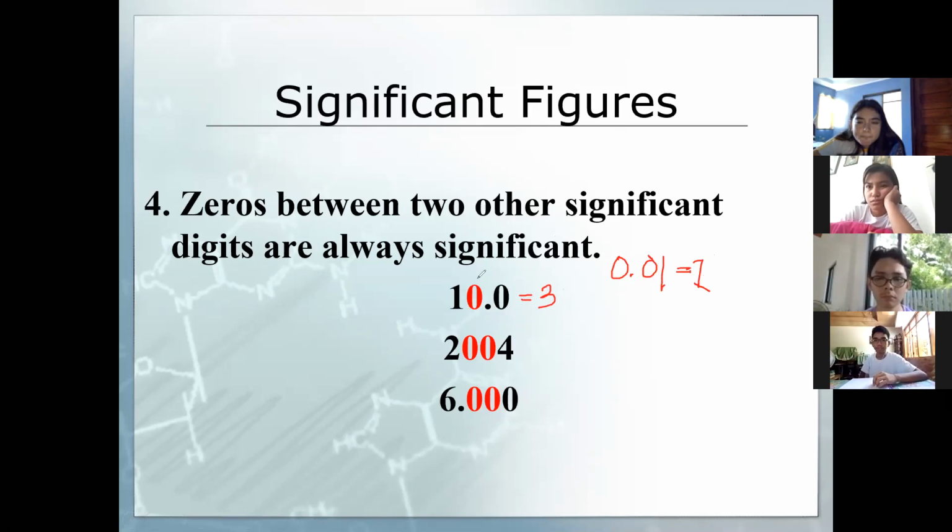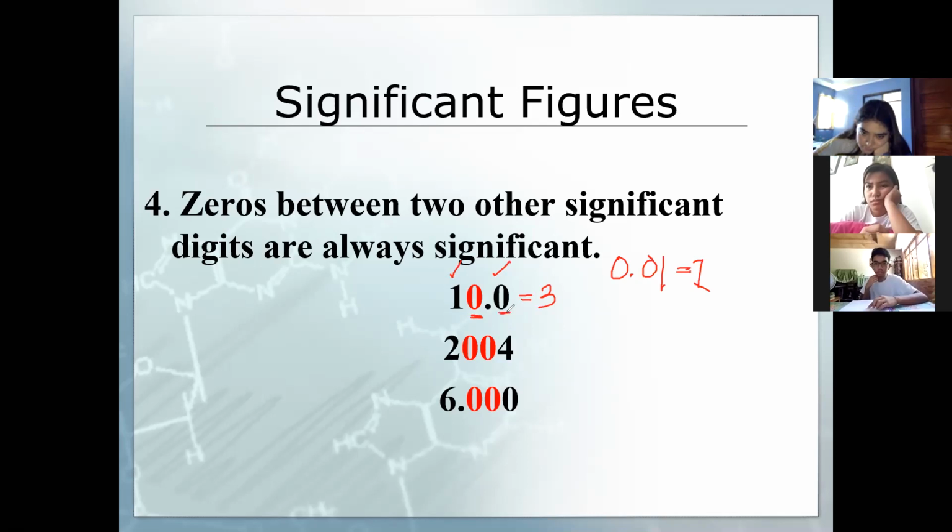Why is that so? Because this will follow rule number 2. Was it rule number 2? Zeros in between significant digits are significant. So this is a 0 that is between significant digits. Also, this is significant because this is a 0 to the right of a significant digit that precedes a decimal point. But this 0 is insignificant because this will only determine the position of the decimal point.